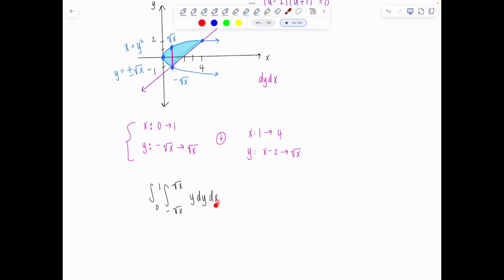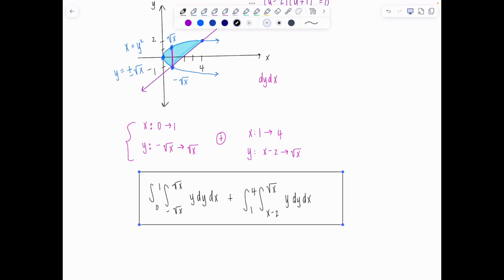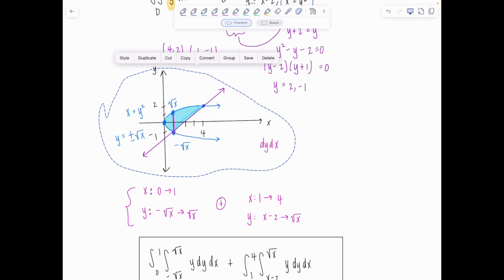They have to go with the differential on the outside. Plus, and then the other one's going to go from 1 to 4, yeah? And then x minus 2 to root x. You still have y dy dx. Okay, good? That's the first option. Now we're going to do the other option. Are you ready? So the other option here, let me copy the picture and then I'll erase what I've written in.